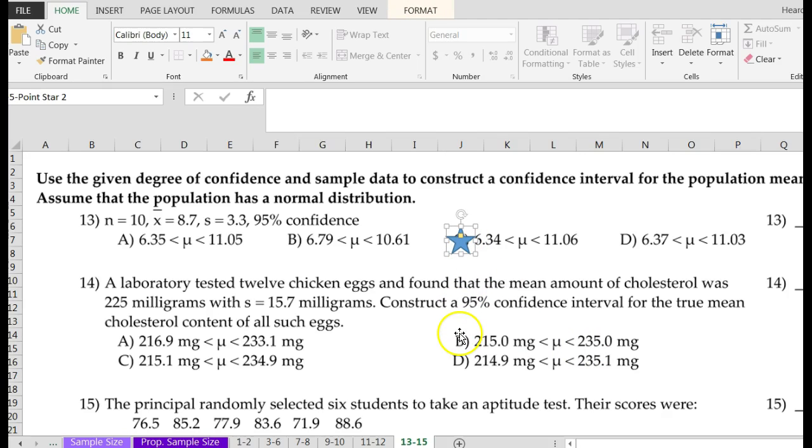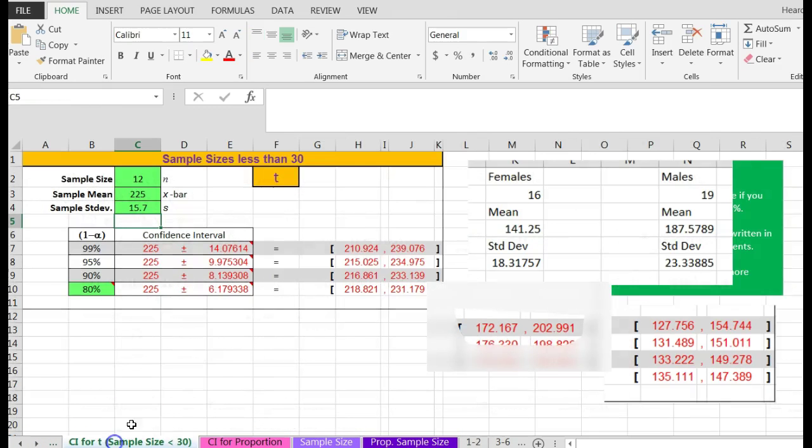Control C. Paste. Again, let's look at it. You say, well, Brent, it's 1 decimal place. 215.0 to 235.0. I'll look back. Right here is my answer. 215.0 to 235, because that 7 knocks that 9 up, and that 9 knocks that up to 235.0. All right, so far we have nailed every problem.